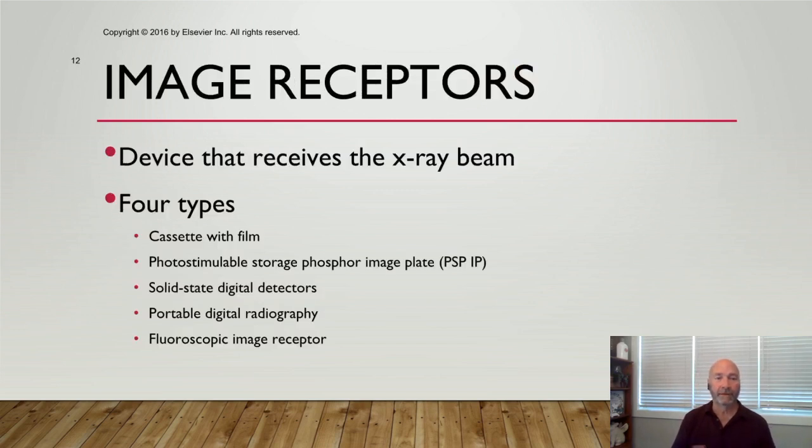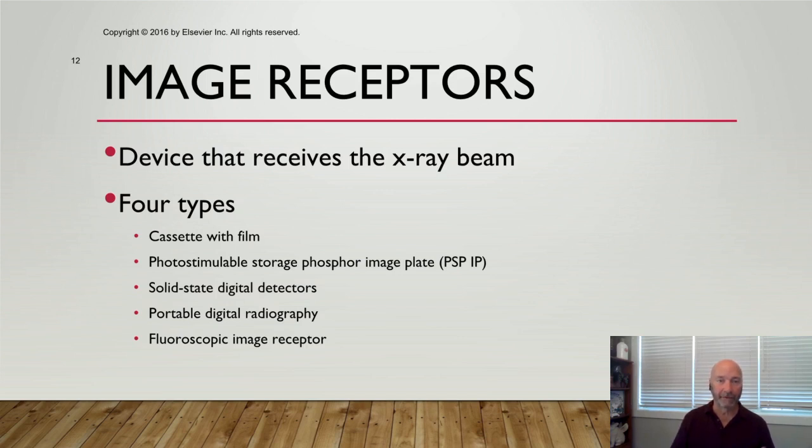We have different types of image receptors. Most of these are going to be things that you're not going to see in clinicals anymore. But the image receptor is the device that receives the X-ray beam and formulates the appearance of the image. So traditionally we used cassettes, these little hard plastic things with an X-ray film inside of it. We don't use that anymore. Photostimulable storage phosphor imaging plates are the first digital image capture, and we don't use those very much anymore. Solid state digital detectors is pretty much what we use now.